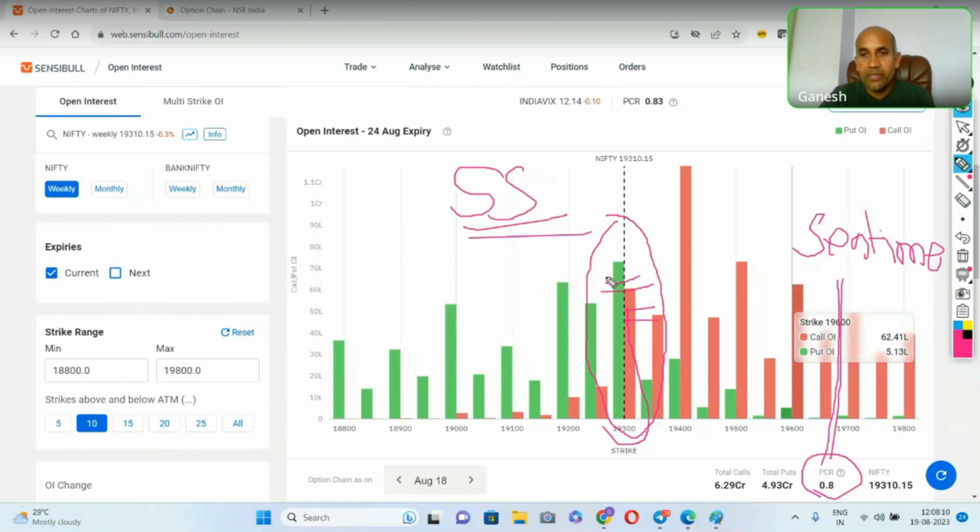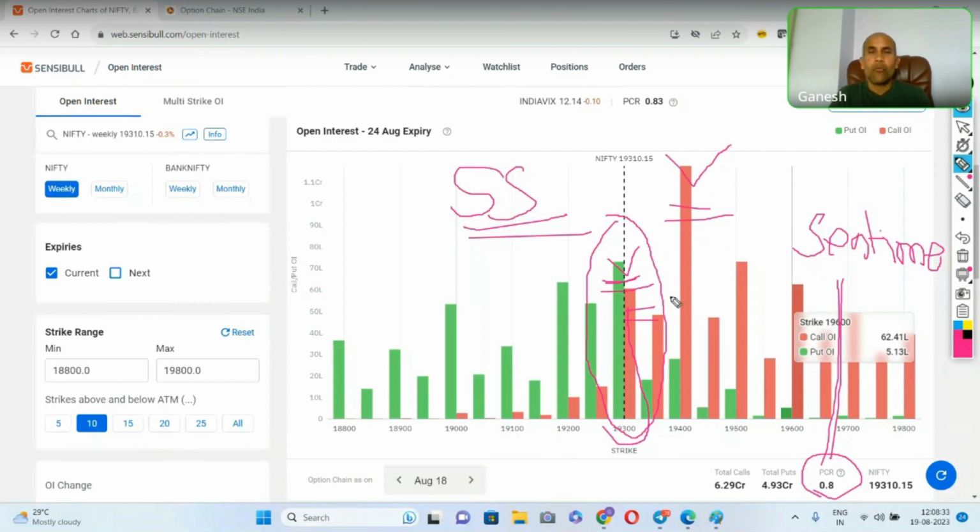This is where we say resistance. Highest support downside is 19,300. Highest resistance, 19,400, we are seeing as a resistance. So this is the support. 19,300 is support. 19,400 is resistance.